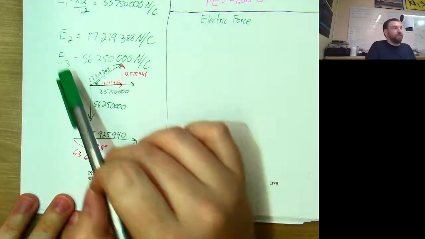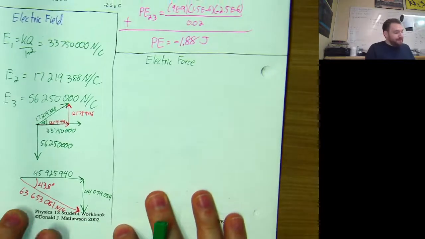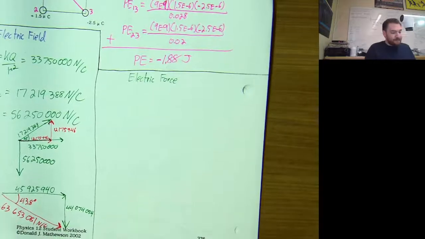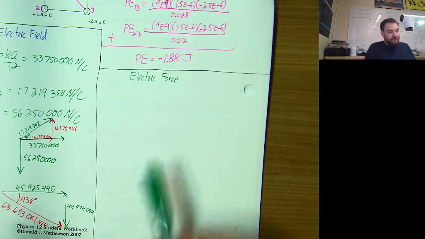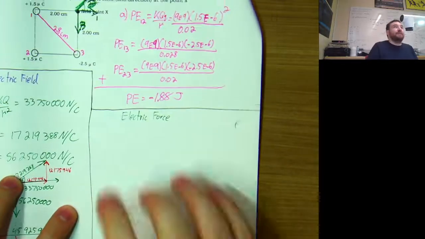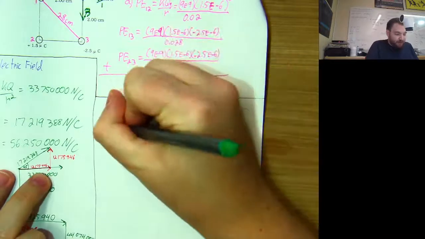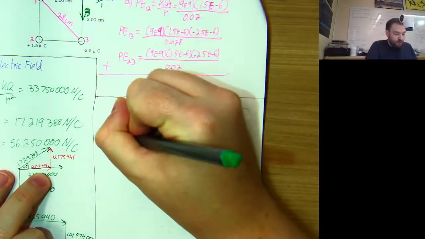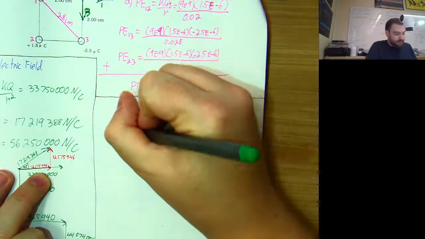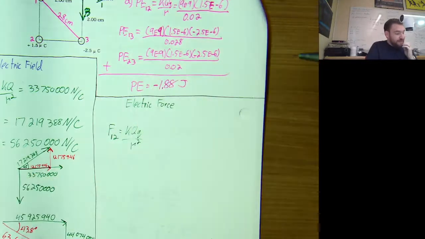And I labeled 1, 2, 3 to reflect charges 1, 2, and 3. Okay? So then electric force. The question says, find the electric force and direction on the upper 1.5 microcoulomb charge. So I'm going to label the forces similar to how I labeled the potential energies. I want to find the force on 1 from 2 using kQQ over r squared.